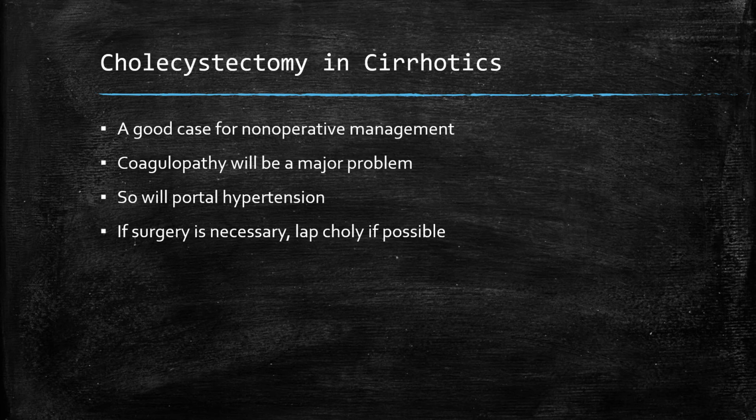Patients who have a pre-existing coagulopathy and portal hypertension can have torrential bleeding from the liver bed that's extremely difficult to control. And so avoiding surgery in these circumstances is usually best. However, if there is no other option but surgery available to this patient, the laparoscopic approach should be done if possible, since it's associated with less bleeding than open surgery.